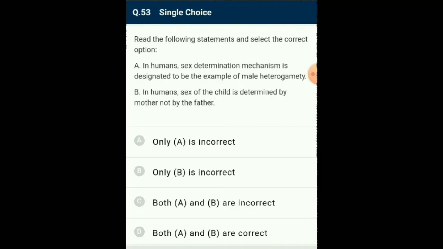If ovum fertilizes with 22 plus X chromosome type sperm, the zygote develops into female. That means 44 autosomes and double X allosomes. And the fertilization of ovum with 22 autosomes plus Y type of sperm results in the male individual with 44 autosomes and XY chromosomes. Thus, the genetic makeup of sperm determines the sex of the child. So, the answer for this question is option B. From the given statements, only B is incorrect.